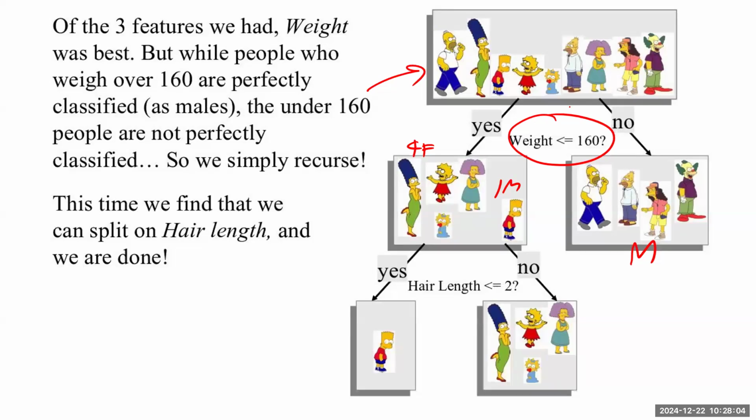And because you already split with weight, for this step, you have to try hair length and age. You have to try two. And it happened that the hair length is better. It can split into one male and then four female. This one would be the perfect split. And so you end up with this decision tree.